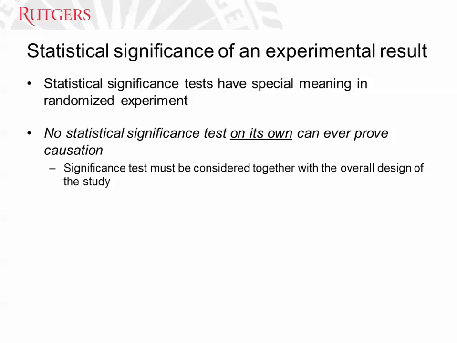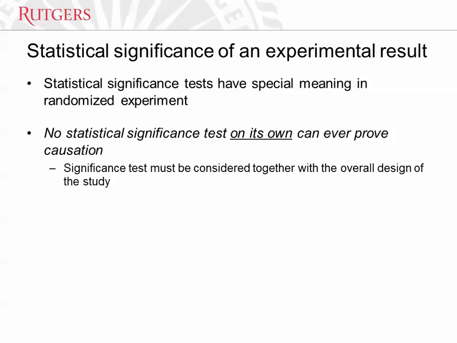So one of the lessons here is that no statistical significance test on its own can ever prove causation. It's not the statistical significance test that proves causation. It's the significance considered together with, or combined with, the overall design of the study. So when a researcher uses a randomized experiment, they're using chance to allocate the treatment.